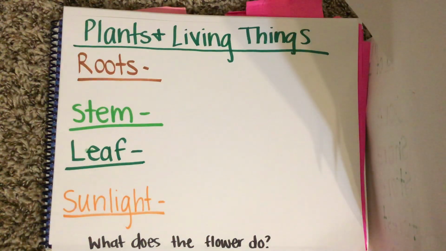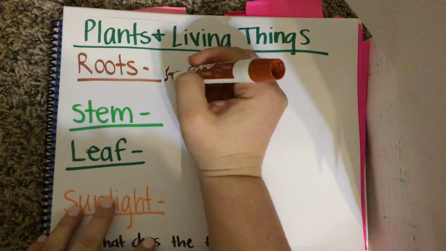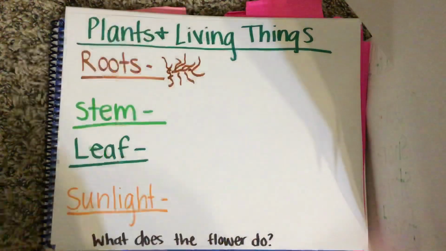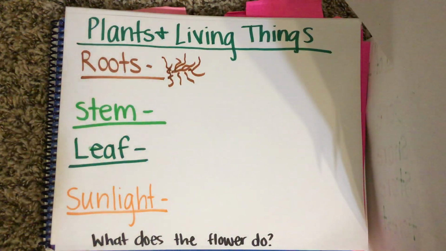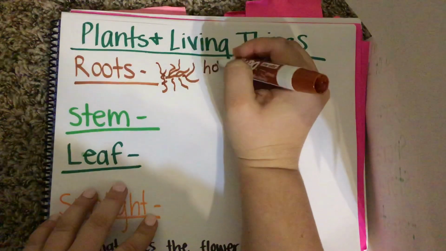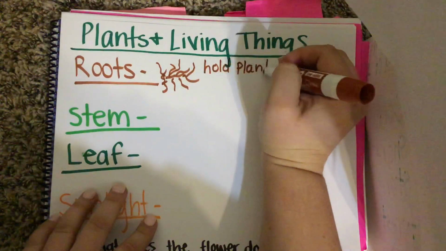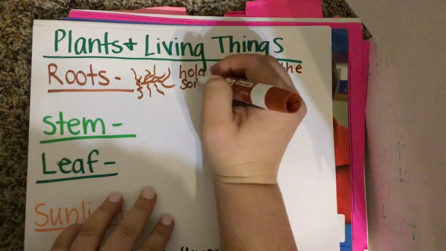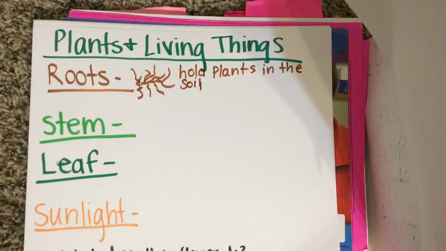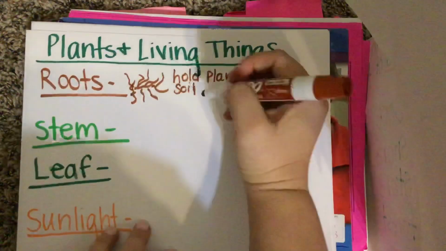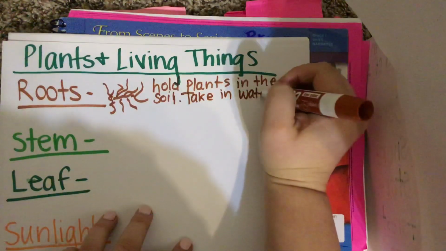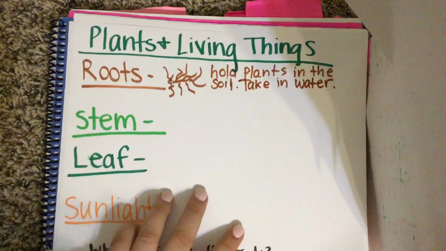So roots. Roots are super important, and every single plant has roots. Roots look like these little brown things that we find where? Do we see roots above ground? We don't. Roots are there to help hold plants in the soil so that they don't blow away or anything like that. And they also take in the water, so that it can get taken all the way to the other parts of the plant.